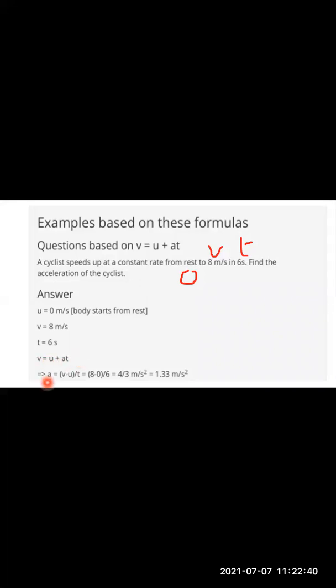So a is what? v minus u upon t. What is v? Final velocity 8 minus initial velocity 0. So you write 8 upon time, how much? 6 seconds. So we write 6. So this is going to be 4/3 meter per second square. Ultimately, you are going to get the answer as 1.33 meter per second square.